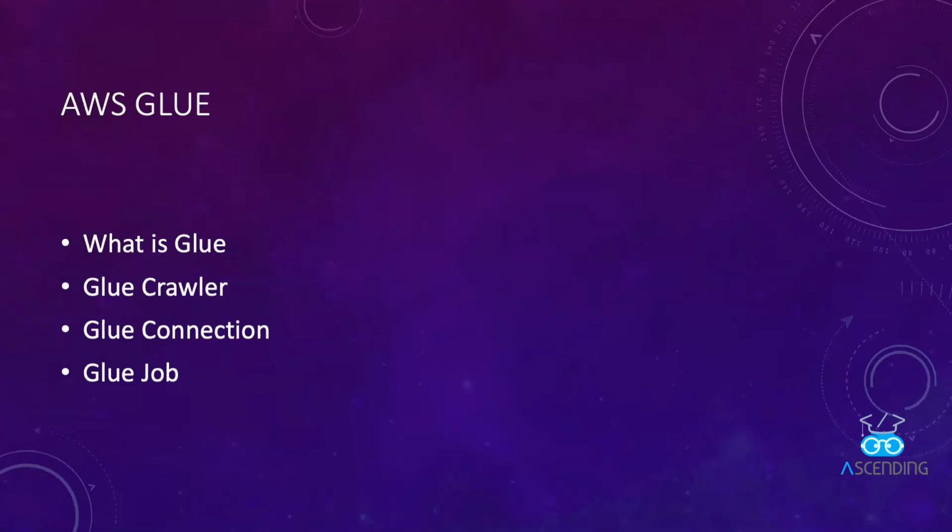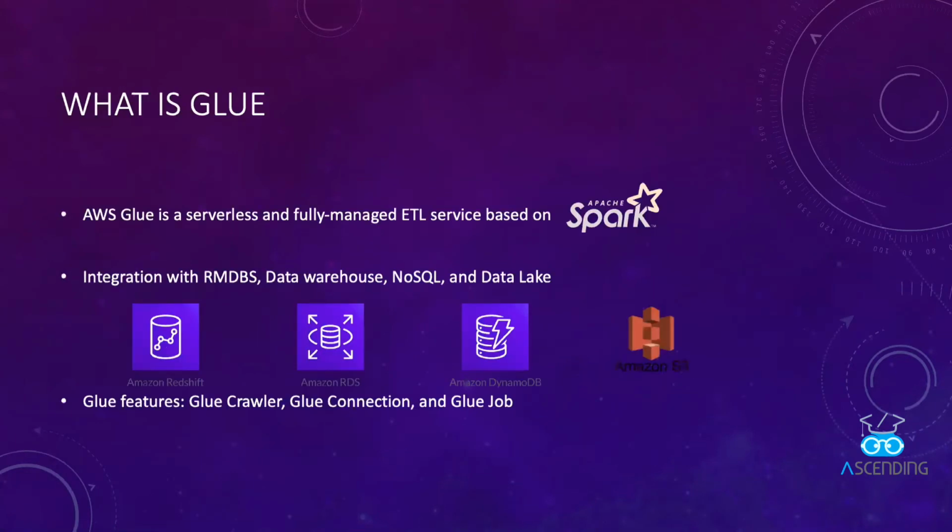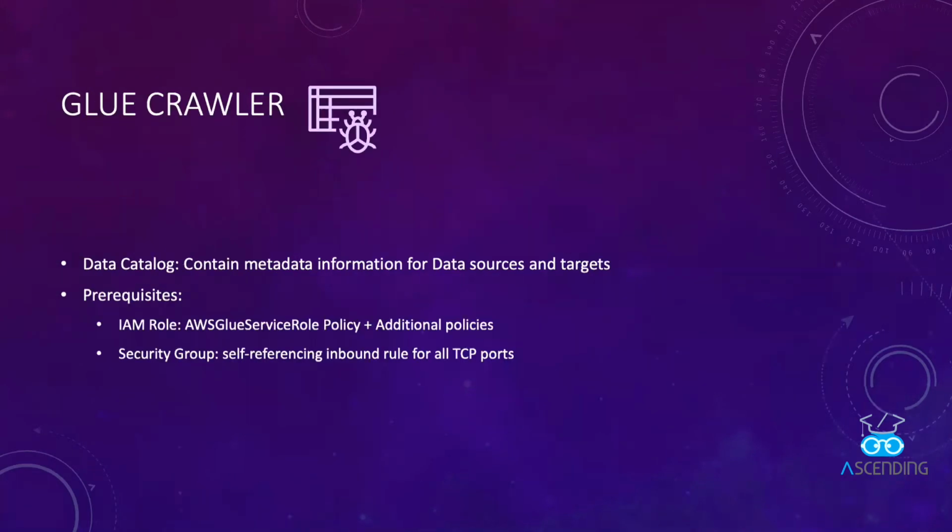Hello, my name is Celeste. I'm a data engineer in Ascending. AWS Glue is a serverless and fully managed ETL service using Spark as the execution engine. As an ETL service, Glue can help us easily transform the data from data sources to the downstream system, for example, a database like RDS, a data warehouse like Redshift, or a data lake like S3. In order to run the ETL process using Glue, we're going to use different Glue features. Let's start with Glue crawler.